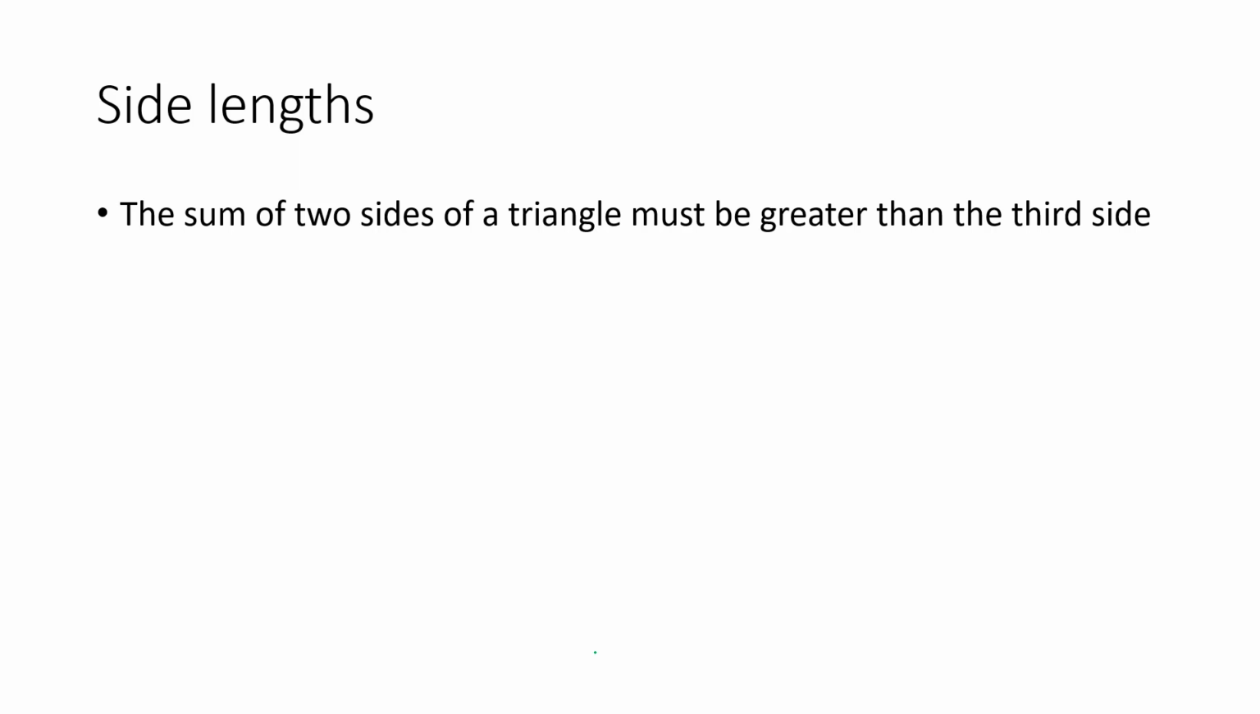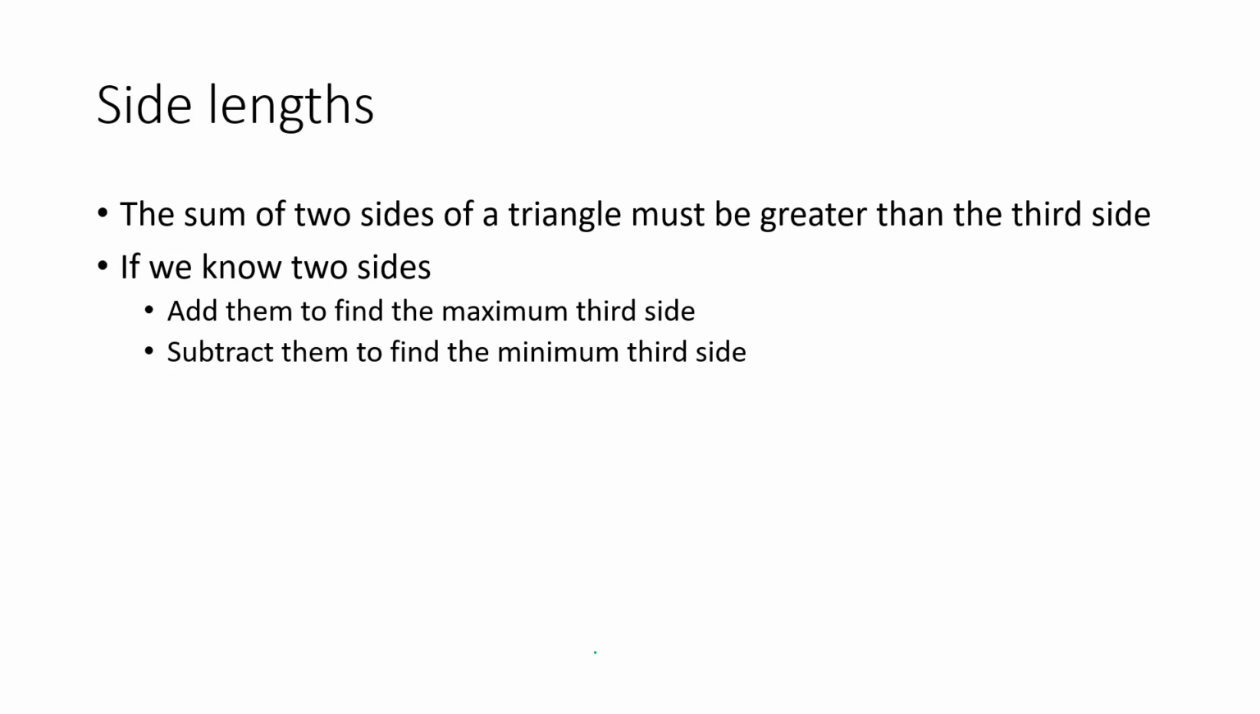Last thing we're going to talk about with triangles today has to do with their side lengths. Turns out that the sum of two sides of a triangle must always be greater than the third side. Because if the third side is greater, it won't ever be able to close. To be a triangle, the third side has to be smaller than the sum of the first two sides.